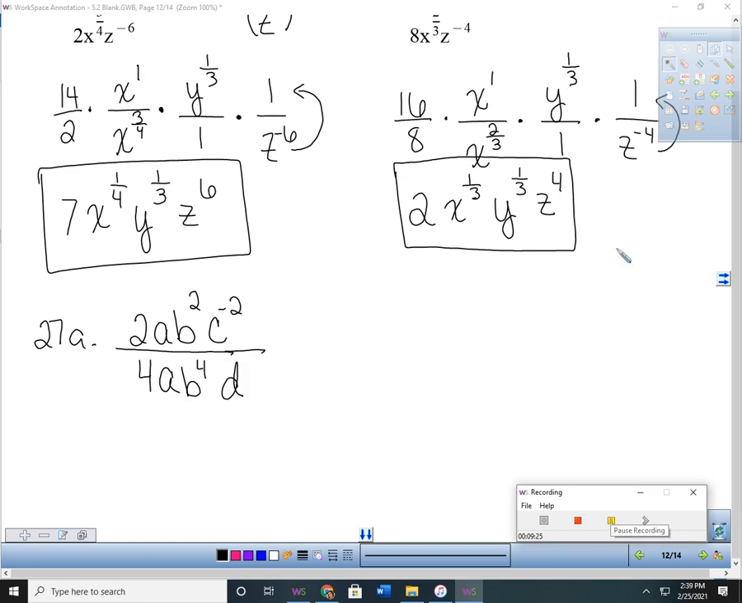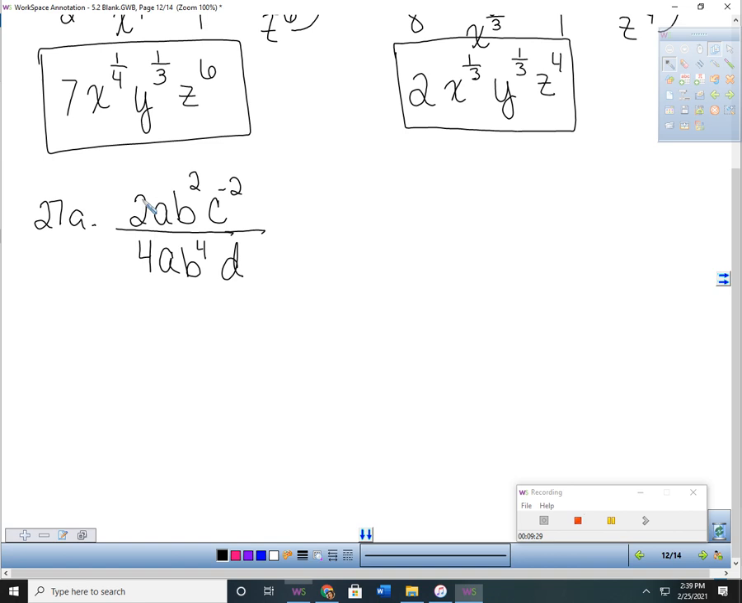All right, so we're going to add a problem in here, 27a. So again, I'm going to just kind of line things up. So I've got 2 over 4, and then we have a over a, b squared over b to the 4th.